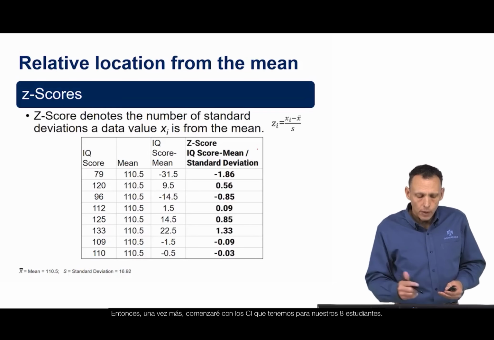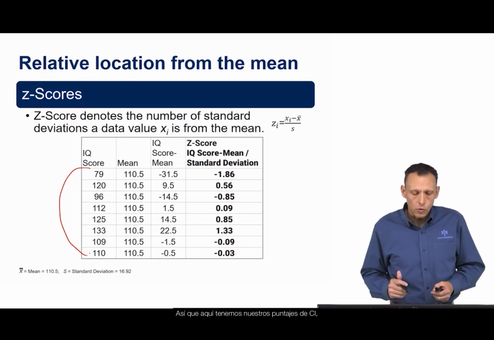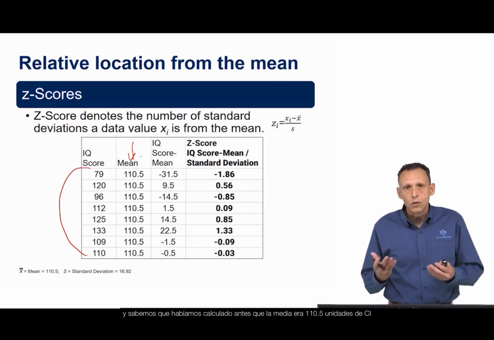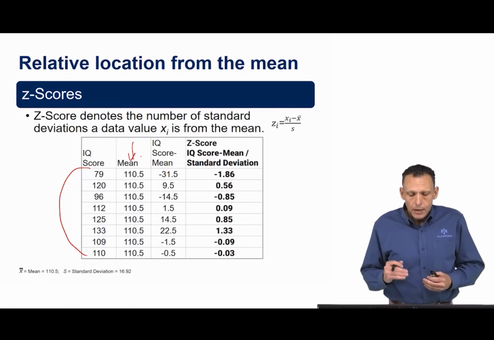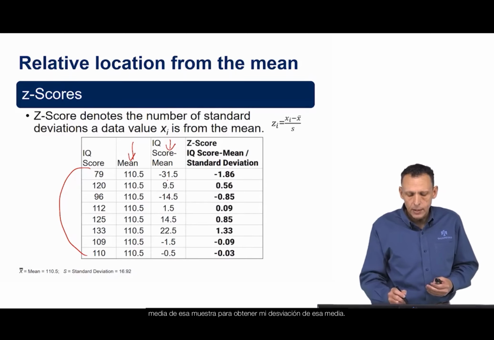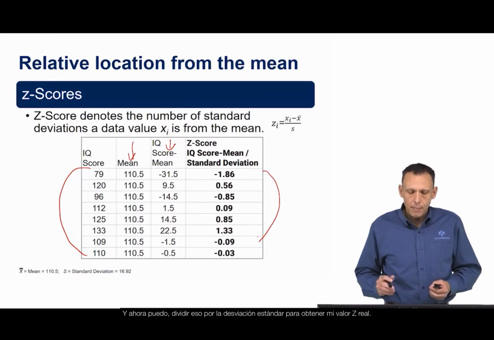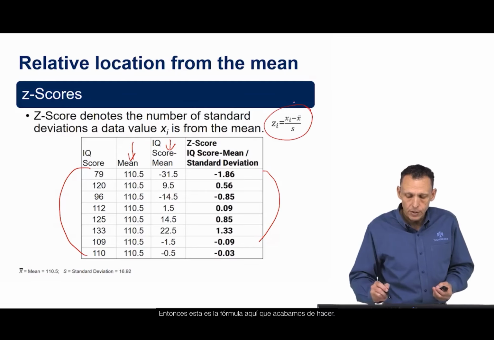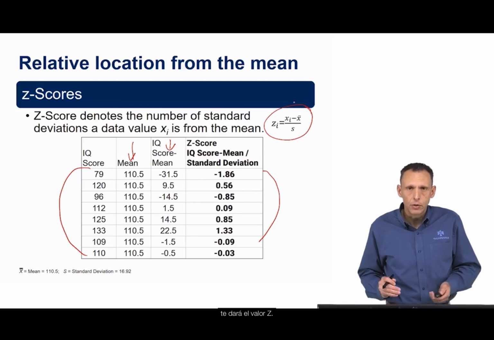So once again, I'll start with the IQs that we have for our 8 students. So we have our IQ scores here, and we know we had calculated earlier that the mean was 110.5 IQ units, or an average score of 110.5. Now what I'm doing here is I'm basically just taking the mean of that sample away to get my deviation from that mean. And now I can divide that by the standard deviation to give me my actual z-score. So this is the formula here that we just did. Every score minus its mean divided by its standard deviation is going to give you the z-score.